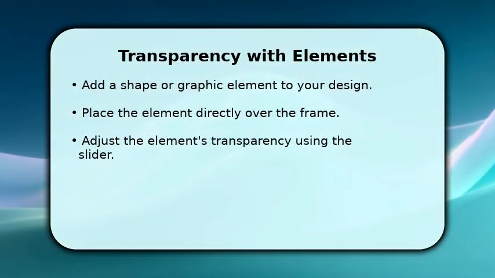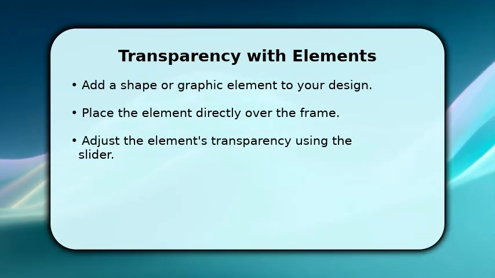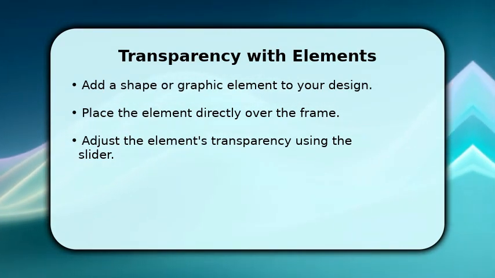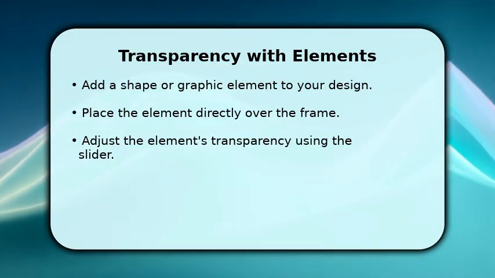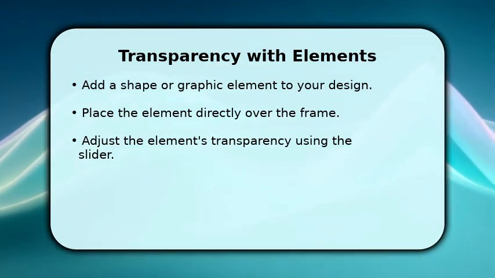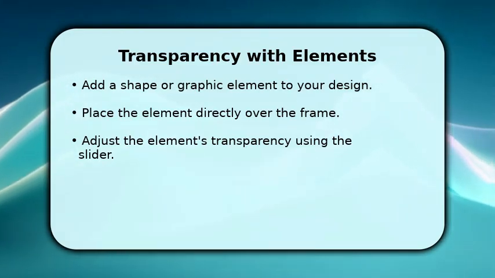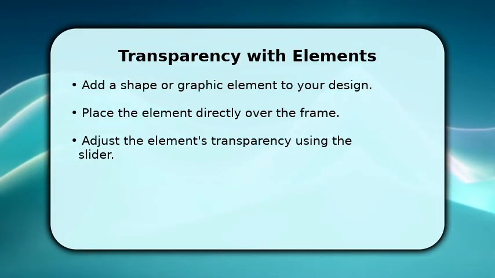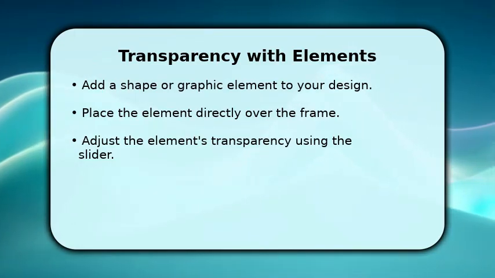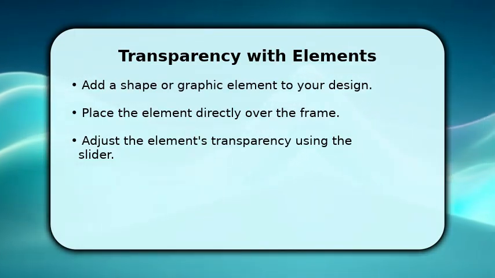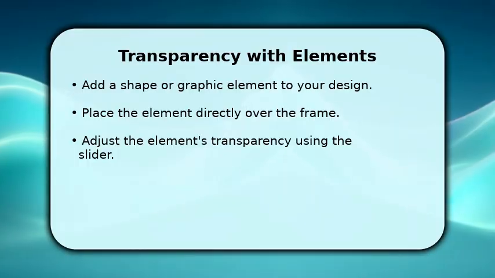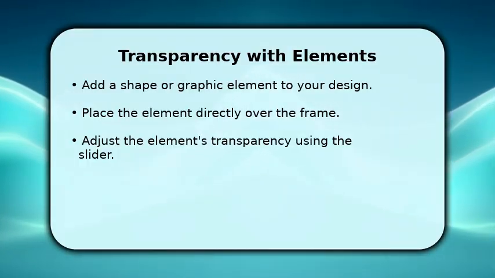To achieve more nuanced transparency, try using an overlaying element. Add a shape, like a rectangle or circle, from the Elements tab and place it directly over your frame. Now, select this new element, not the frame itself. Adjust the transparency of this overlaying shape using the same slider we discussed earlier. This method allows you to control the transparency of the content within the frame, offering creative flexibility.